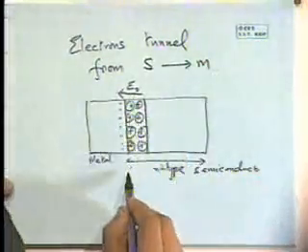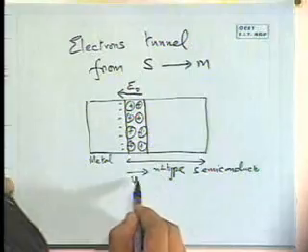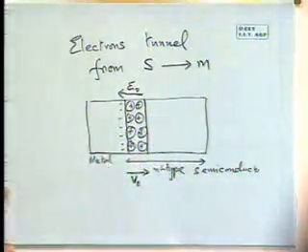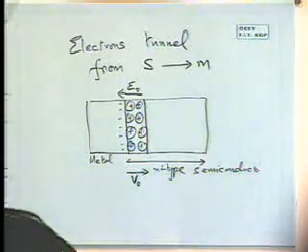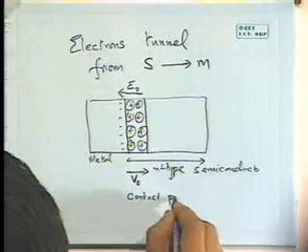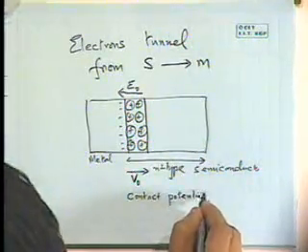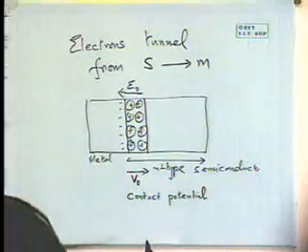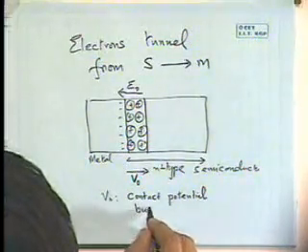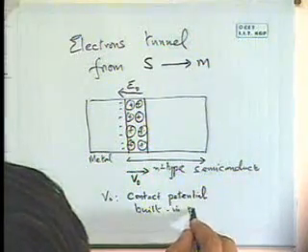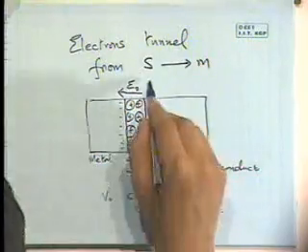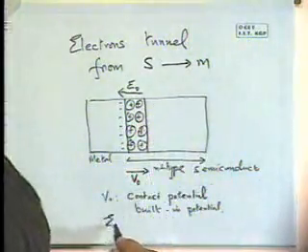So when we do this, we have a built-in potential in this direction. The field is in the opposite direction. This potential is known as the contact potential. So when we bring the metal into contact with the semiconductor, we develop a contact potential. It's also known as the built-in potential. And the field accordingly is known as the built-in electric field.